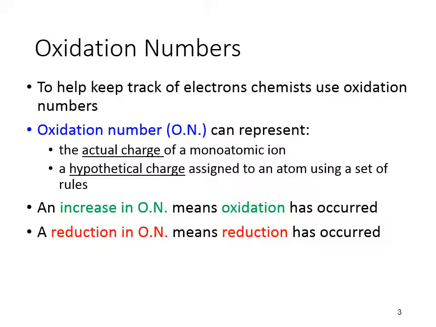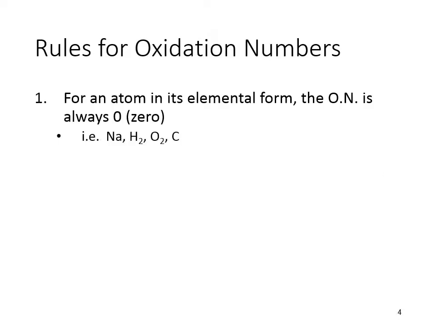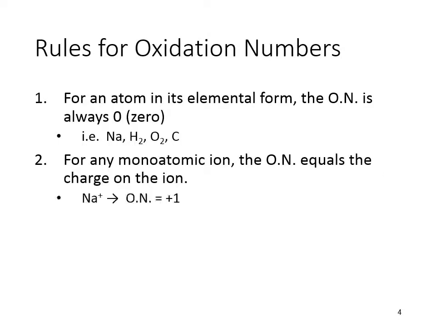So let's take a look at the rules. These rules are, again, also included on the handout that's posted on Canvas. So I'm going to run through them fairly quickly. The first rule is that when you have an atom in its elemental form, any element by itself is assumed to have all its own electrons. It hasn't gained or lost any, and therefore it has an oxidation number of 0.